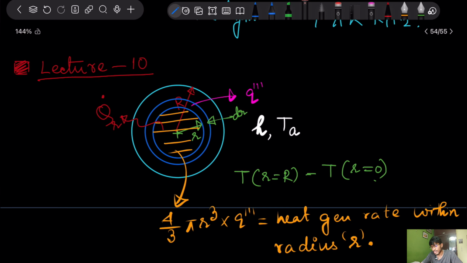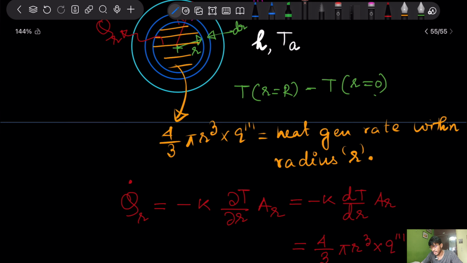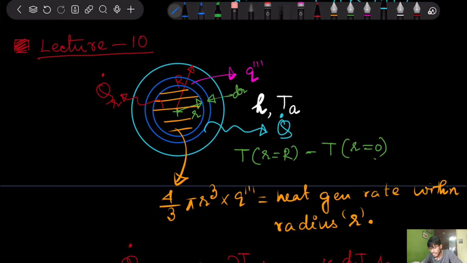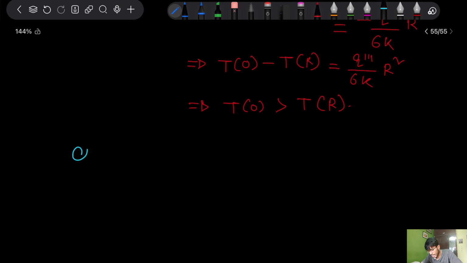Okay, another thing that I have also given you is this heat transfer coefficient and T ambient. So what I have told is that the heat that is generated in the sphere should come out through the convection in the air, or in the ambient fluid. So here I can also write, the heat that is generated in the sphere, that is the total 4/3 pi capital R cube into q triple prime, that is equal to h into T at R, that is surface temperature, minus T ambient into A of S, that is the total surface area, right? So if I write the equation again, Q, that is heat transfer from the surface.